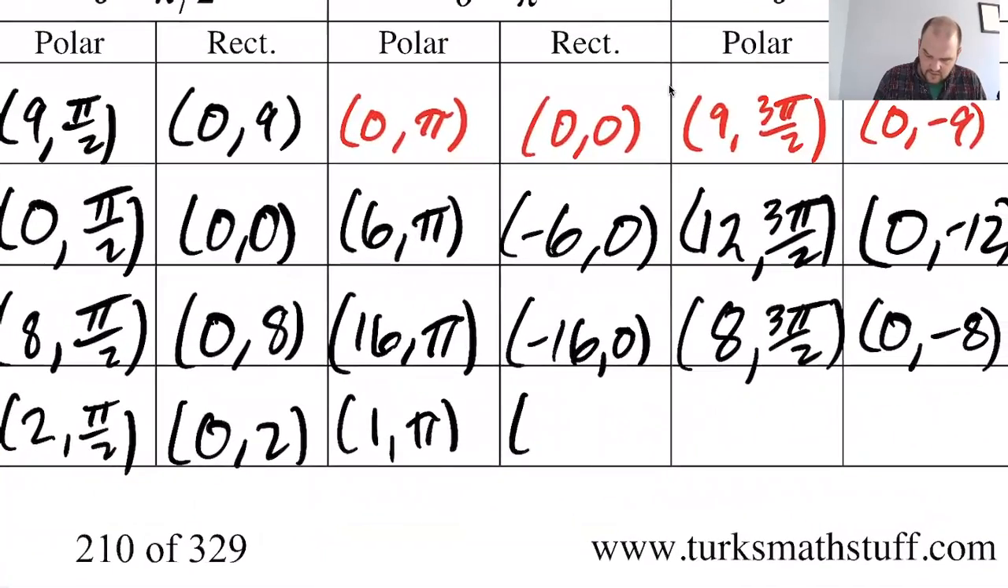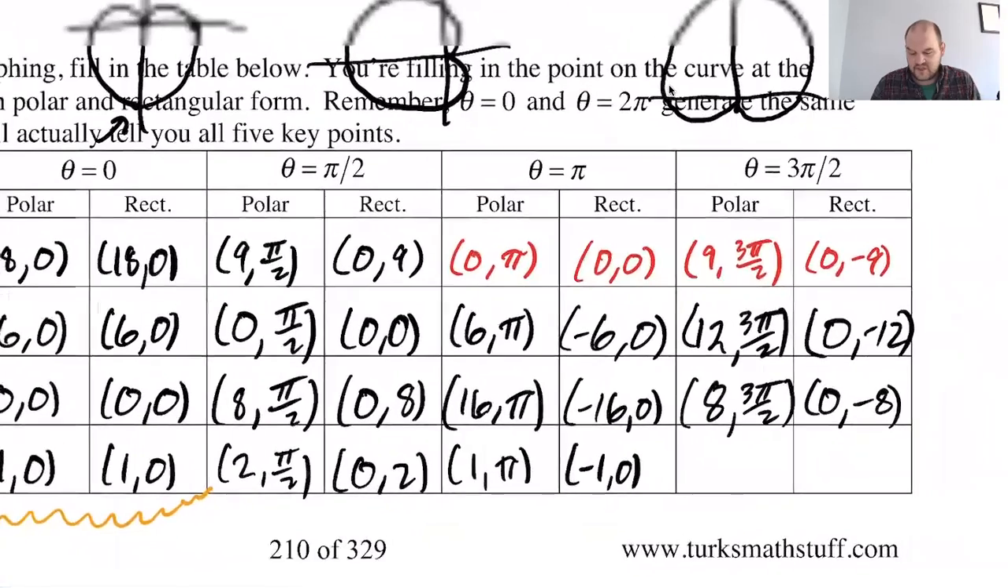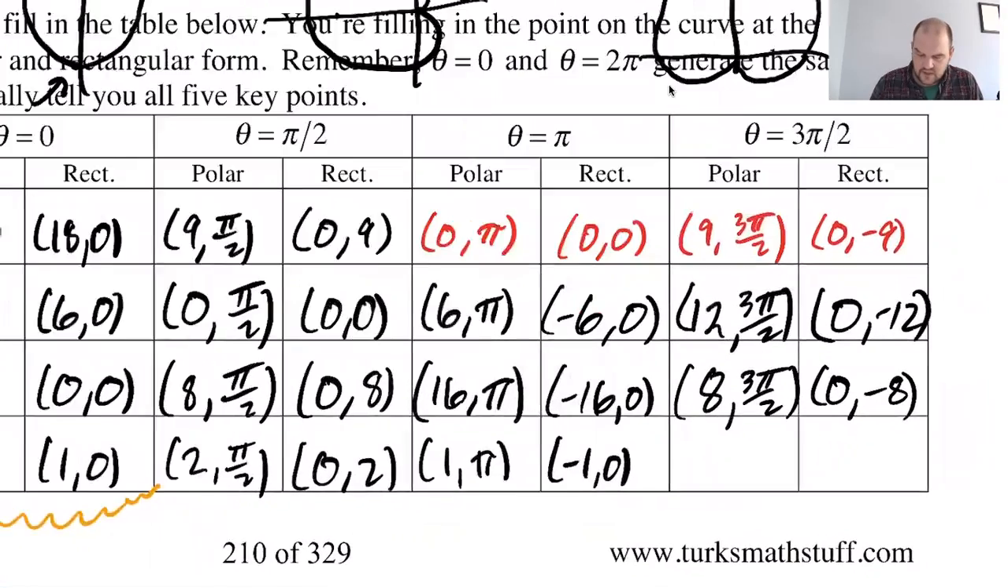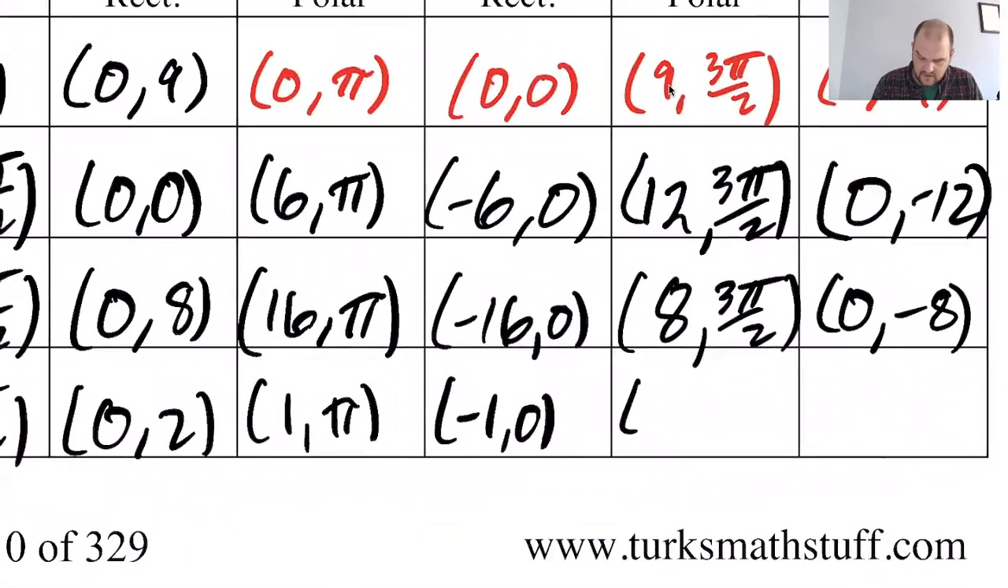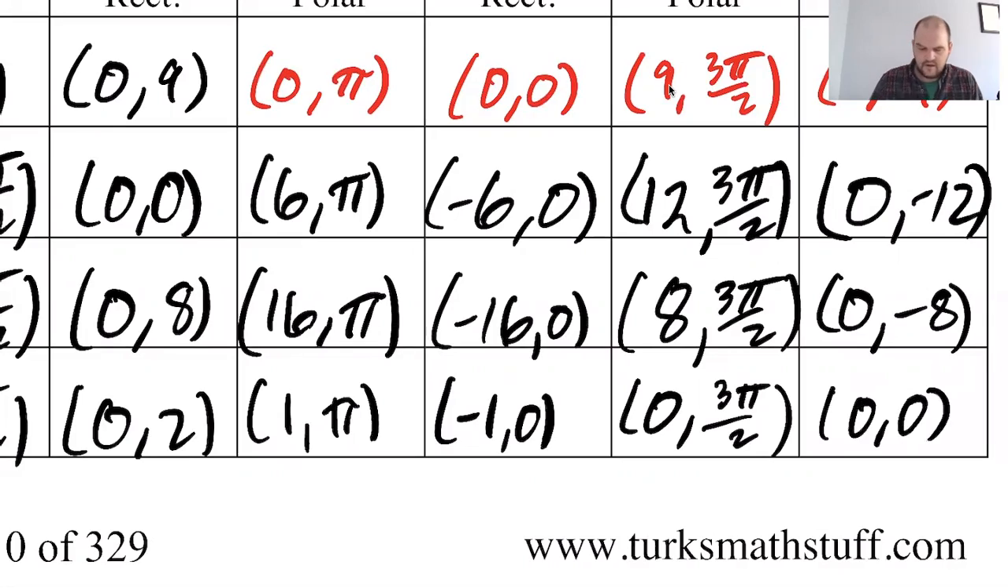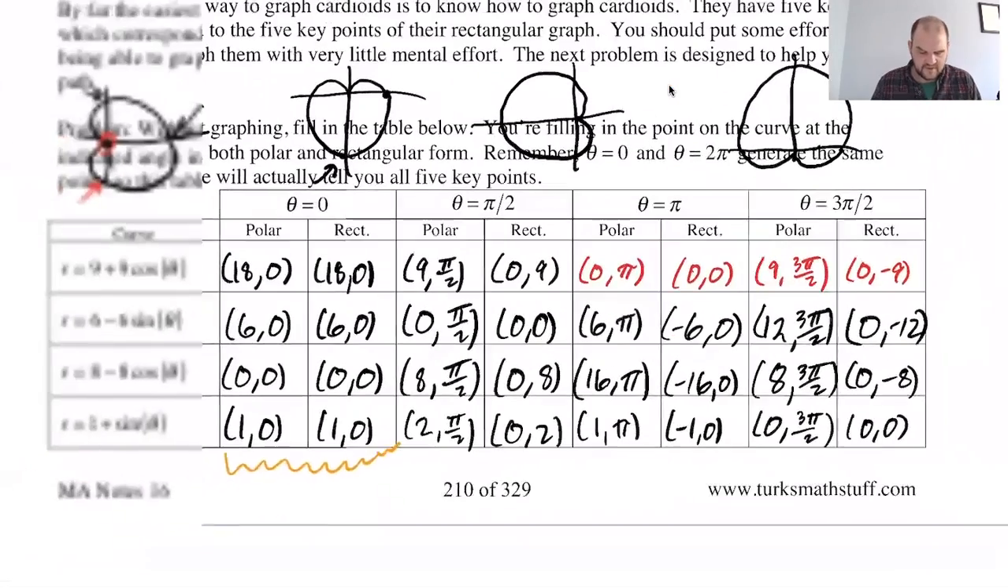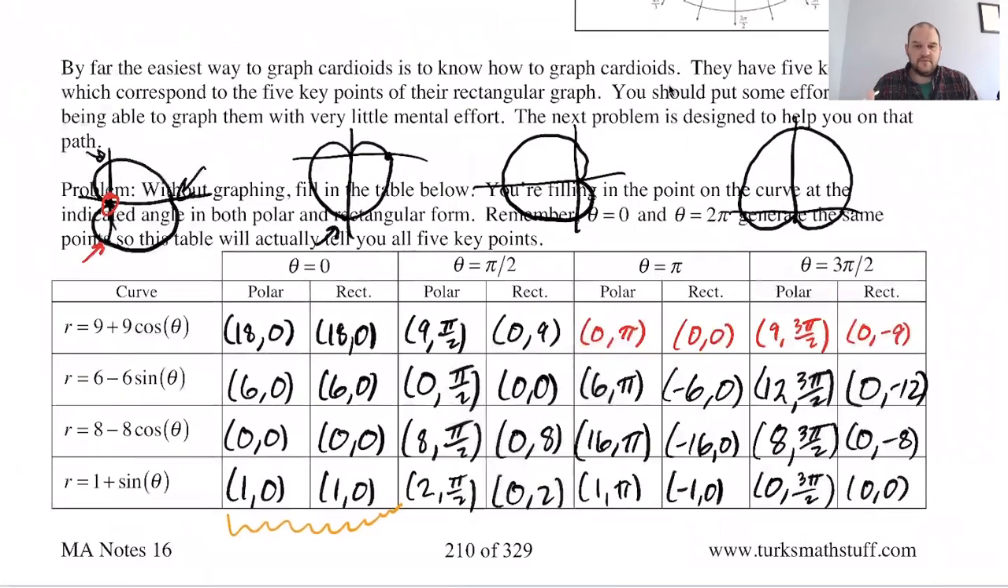Okay, so that's going to be negative 1, 0. And then when theta is 3 pi over 2, we're actually going to be at the origin. So at the origin, the radius is 0. We're at 0, but the angle is 3 pi over 2. But if the radius is 0, you're at the origin. So 0, 0. All right, I feel like that's enough for this one.